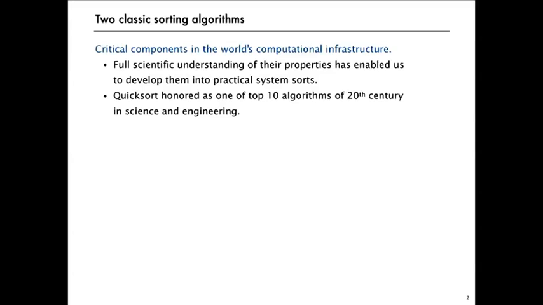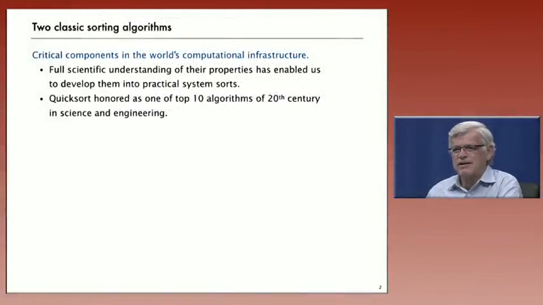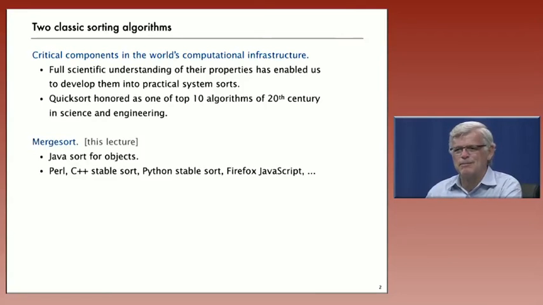Welcome back. Today we're going to look at merge sort, which is one of two classic sorting algorithms that are critical components in the world's computational infrastructure. We have a full scientific understanding of the properties of these algorithms, and they've been developed as practical system sorts and application sorts that have been heavily used over the past 50 years. In fact, Quicksort, which we'll consider next time, was honored as one of the top 10 algorithms of the 20th century in science and engineering.